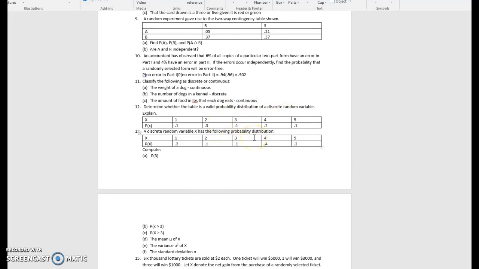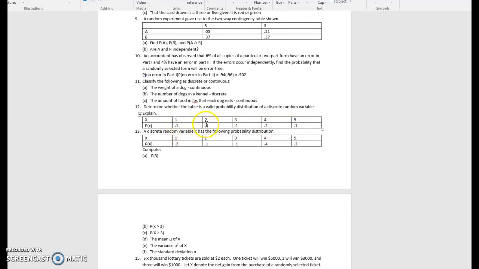All right, so let's look at 12. Determine whether the table is a valid probability distribution of a discrete random variable. So what's important here is first, let's remember discrete means that all of our values of x are counting numbers, which they are here, so that's okay. But there are two things we need to look for when we look at our probabilities here. We're not allowed to have any probabilities that are not between 0 and 1. And let's notice all of these are between 0 and 1, so we're okay there. But the second condition is that when we add up all these probabilities, they should add up to 1.